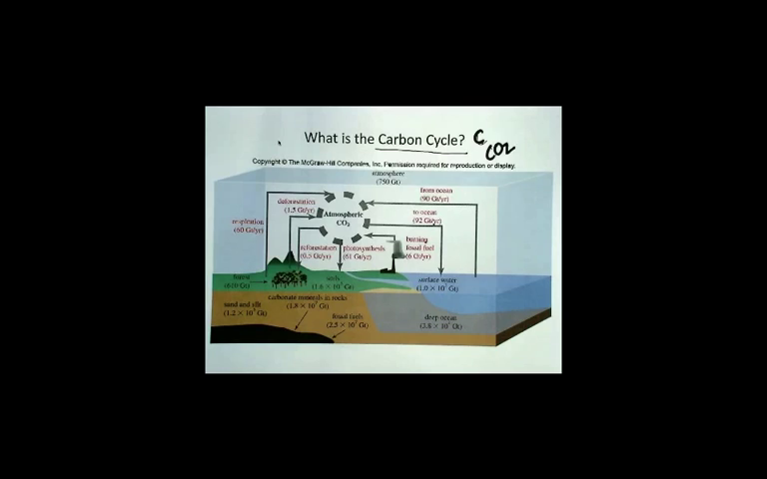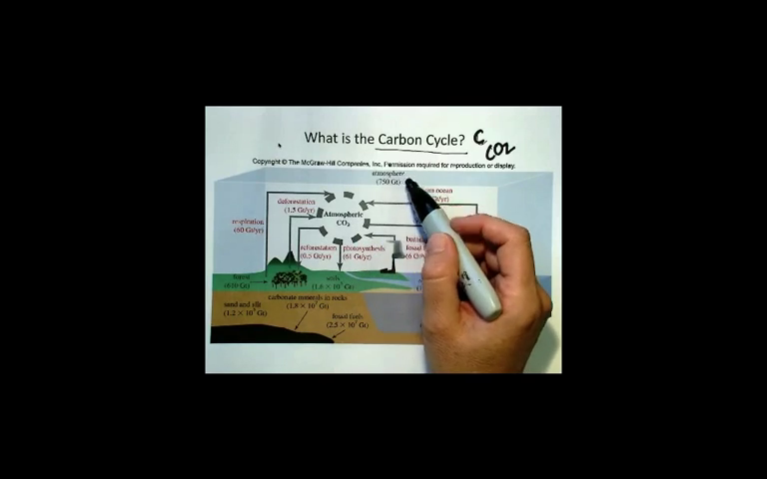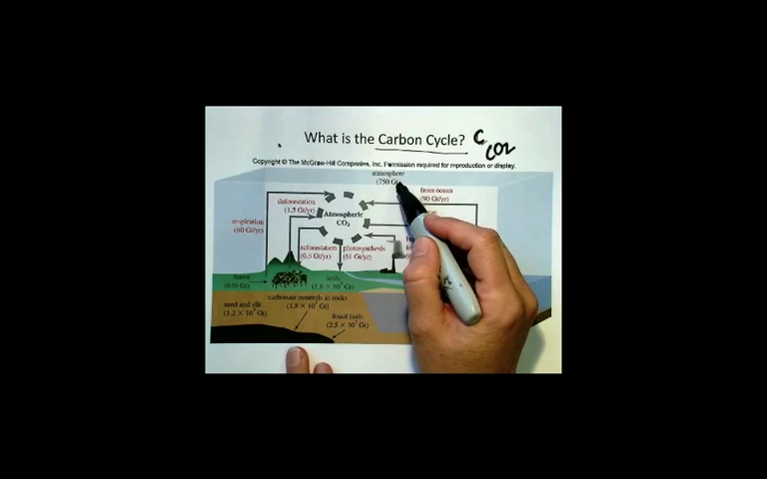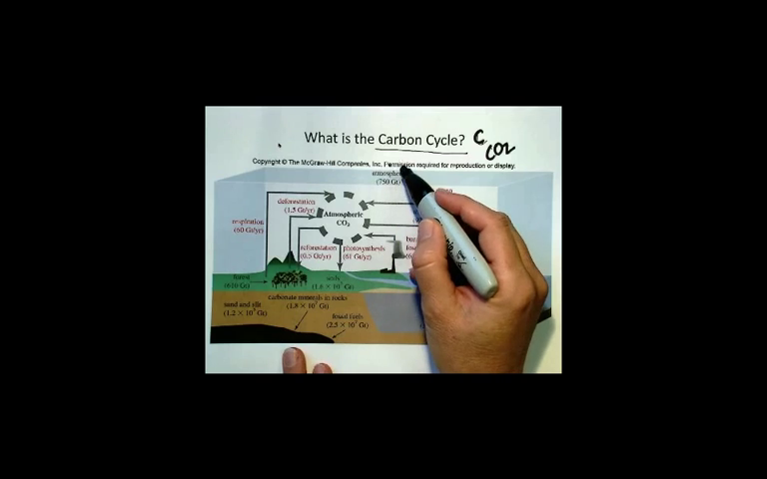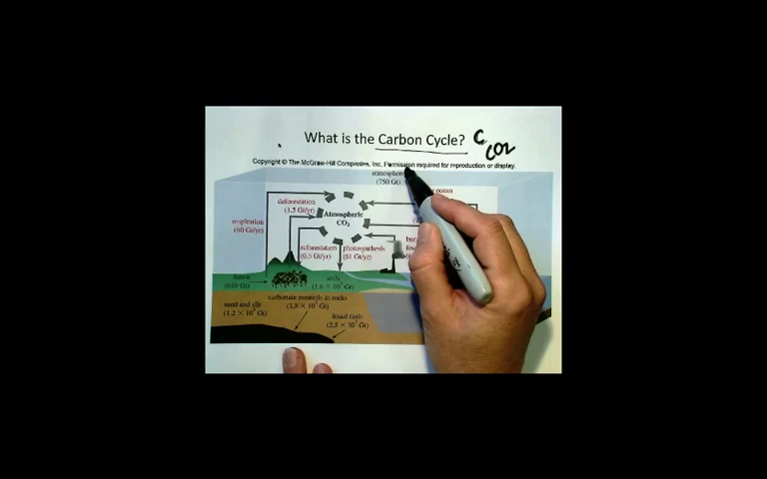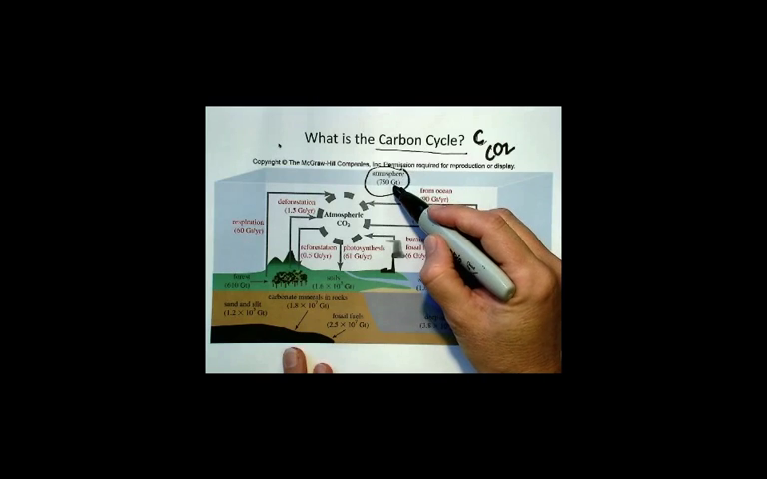When it's in the atmosphere, right here we say there's 750 GT. What does that stand for? GT stands for gigatons. There's 750 gigatons of carbon in the atmosphere, and that is mostly in the form of carbon dioxide, but we're talking about this mass here. Gigatons is the mass of carbon.